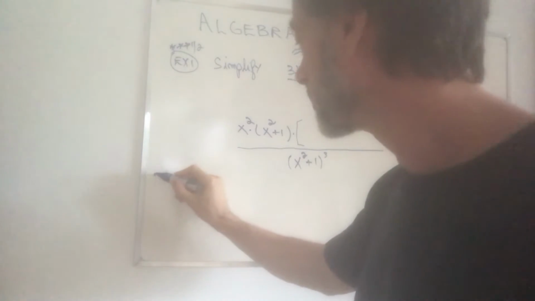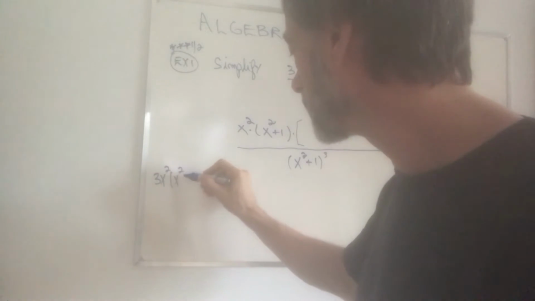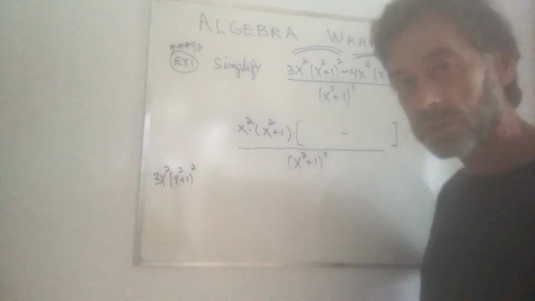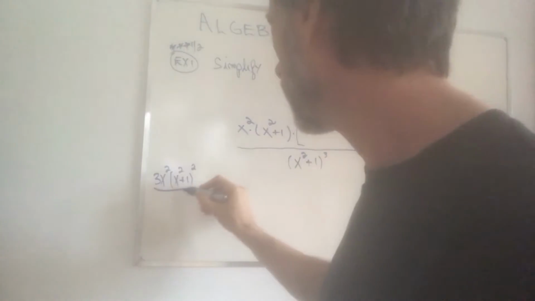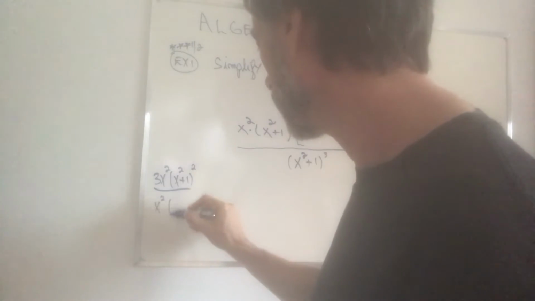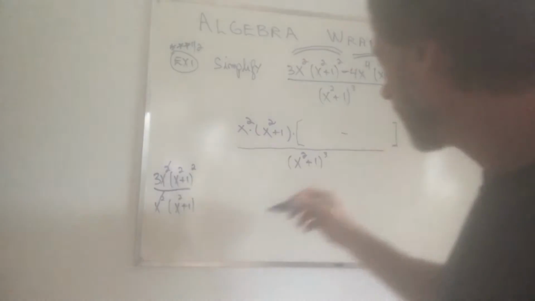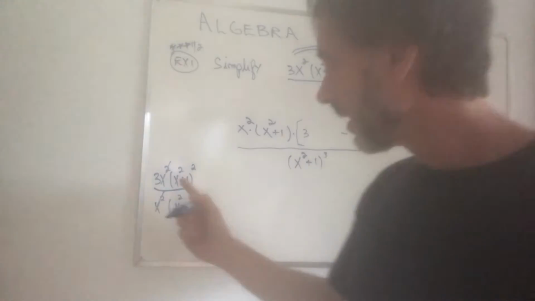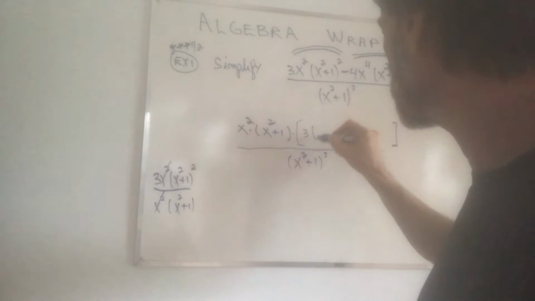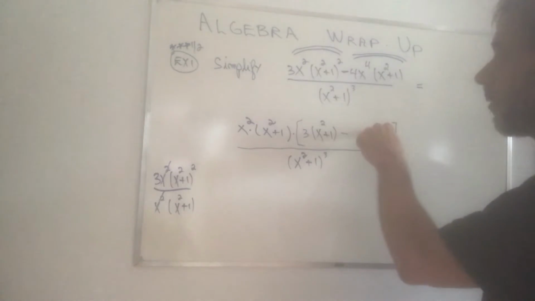Well, we know how this works because we've seen it before. It's 3x squared, (x squared plus 1) squared. I rewrote my first term, and I'm going to divide this by what we decided upon to be the common factor, x squared times (x squared plus 1). The x squares are gone. I have a 3 left. And then I have (x squared plus 1) squared over (x squared plus 1). Subtract the exponents and you have (x squared plus 1) to the 1. And that's what goes in here.